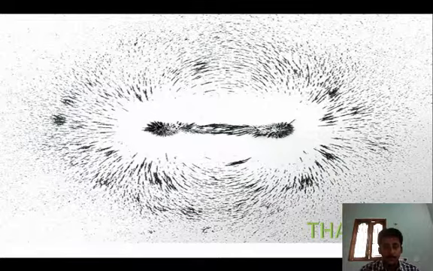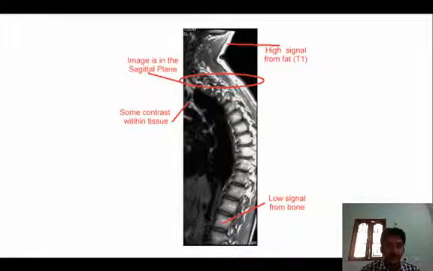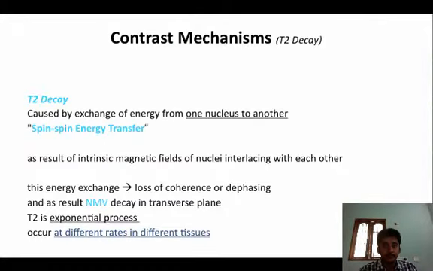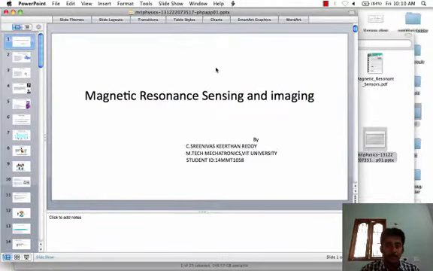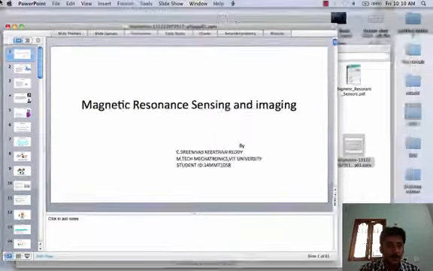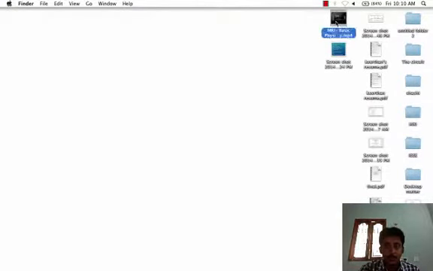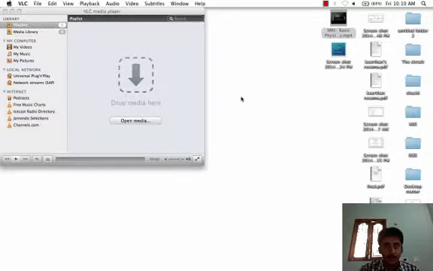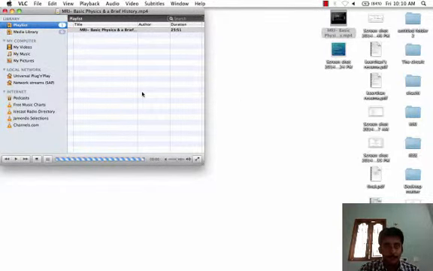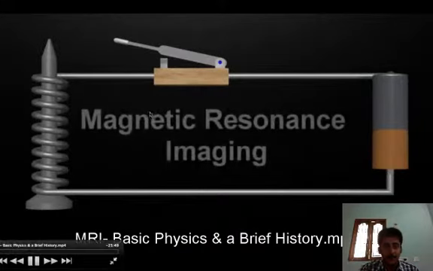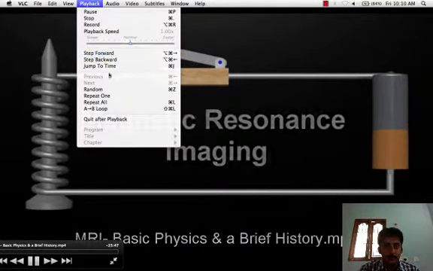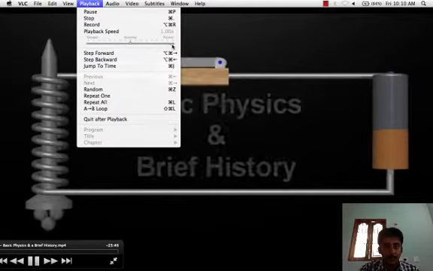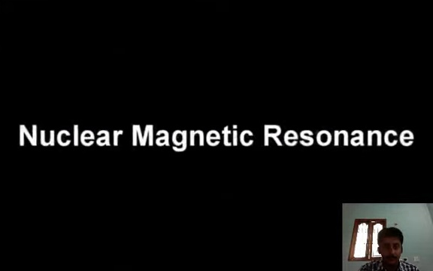So that's what we use, the accentuation techniques from T1 as well as T2. So this is about magnetic resonance imaging, and let us see a video demonstration which perfectly demonstrates the MRI physics. For time being, I'll just speed this up. I'll just quickly explain this video.